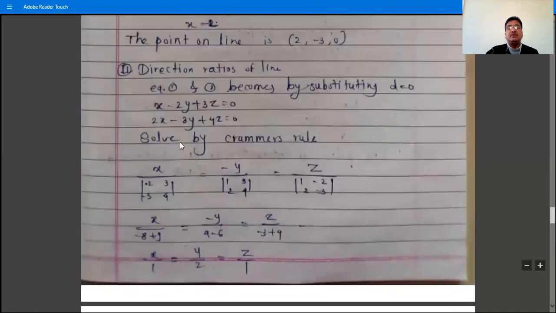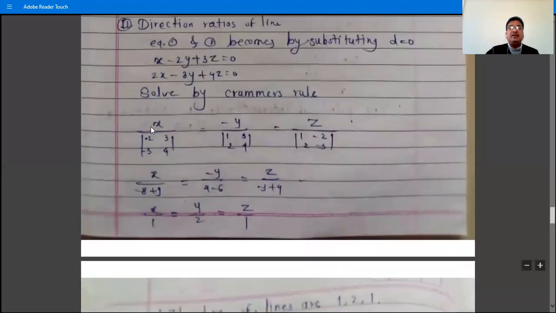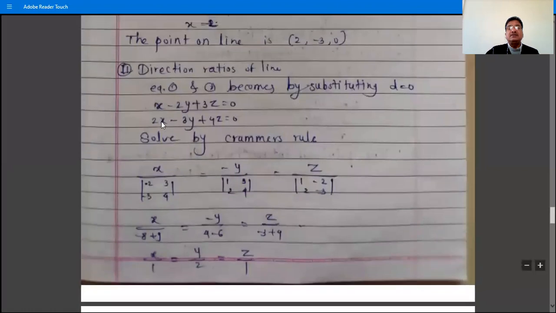So what is Cramer's rule? For the determinant, x is plus, y is minus, z is plus, the plus minus sign. Then write x divided by a determinant. Cancel the first column, the x terms, and then what do we have? Minus 2, 3, and the second row minus 3, 4.